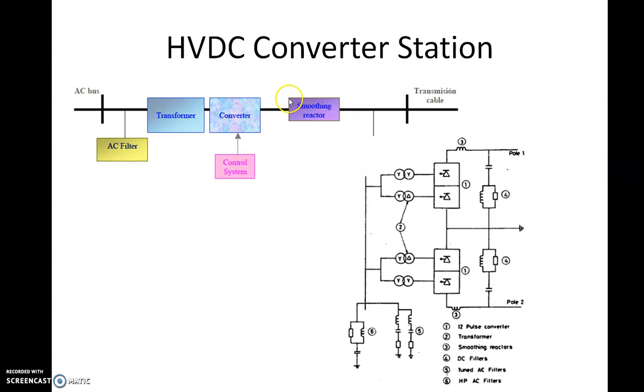Then we'll have a smoothing reactor to control the quality of current, and after this DC power will go via the transmission network or the cable, and the same kind of network will be at the receiving end. Okay, so here you can see the detailed diagram, wherein everything is labeled properly. You can read the labels. So this one is a 12 pulse converter, this 2 is a transformer, and so on. Then there are smoothing reactors, DC filters, tuned AC filters, and high pass AC filters. These are tuned AC filters, high pass AC filters, right students?